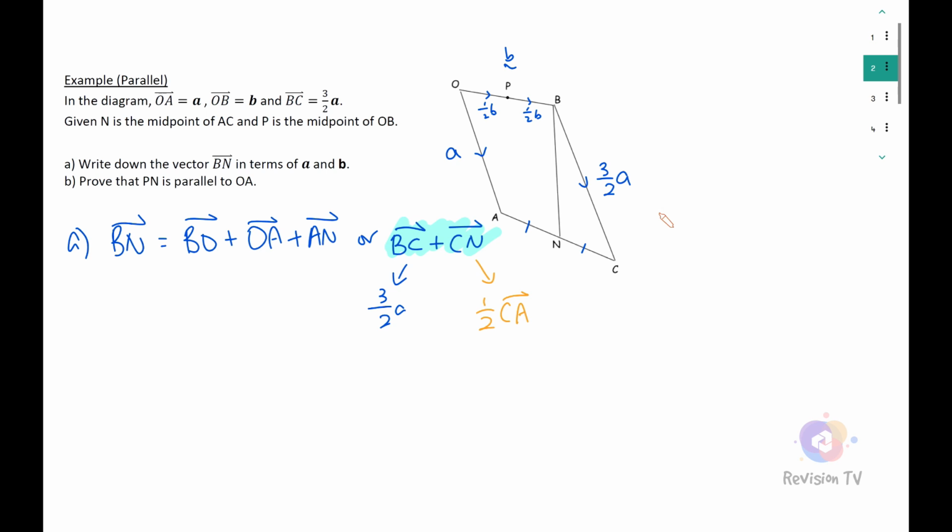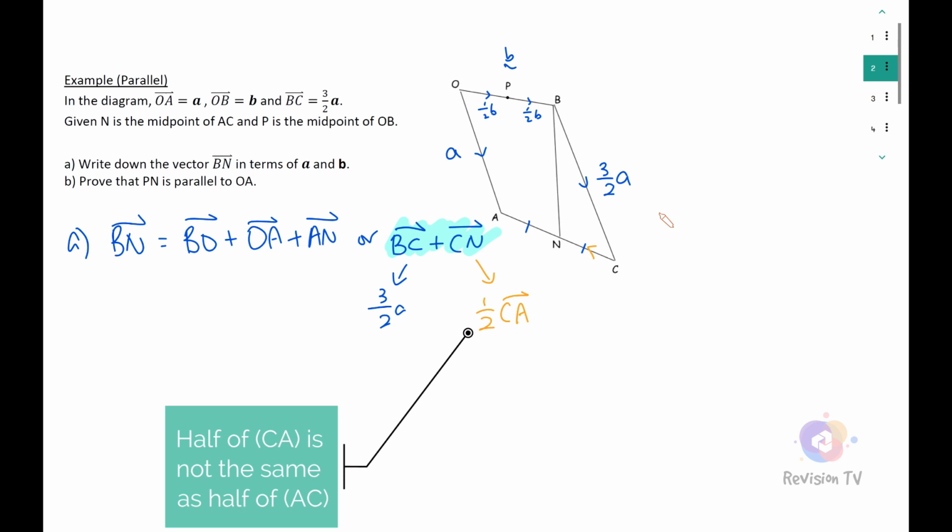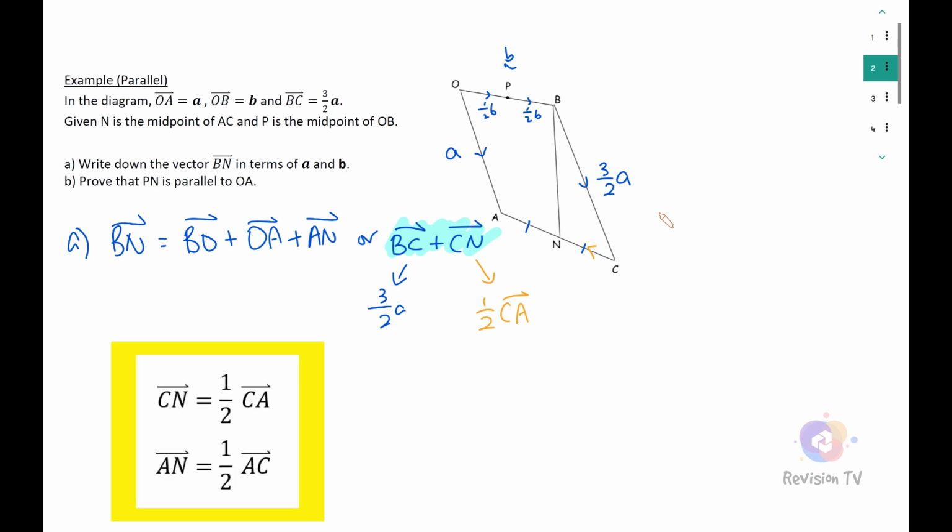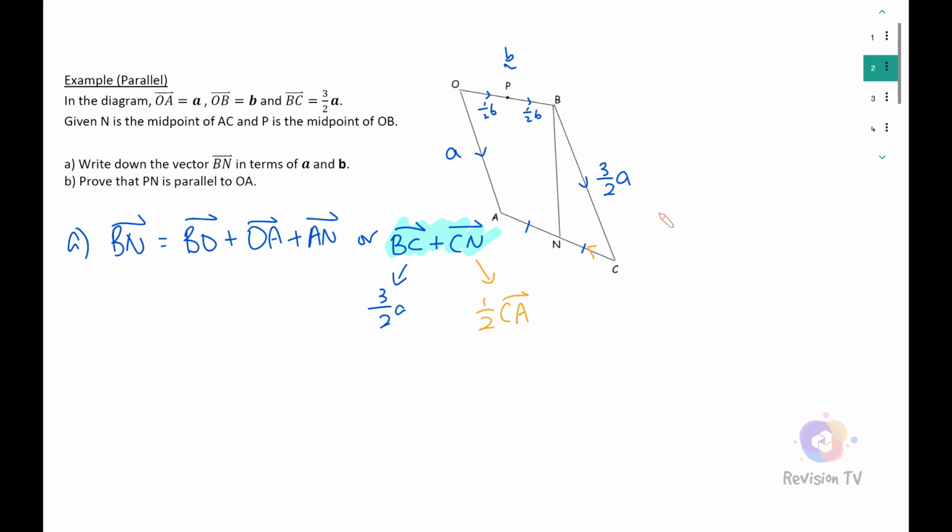Now it's not half of AC, it's half of CA, because if we want to go from C to N, it'll be half of C to A, the very same direction. So it's not the same as half AC. I say again, it's not the same as half AC. CN is half of CA. AN is half of AC. All right. Next, if I know CN is half of CA, then my next focus is what's CA.